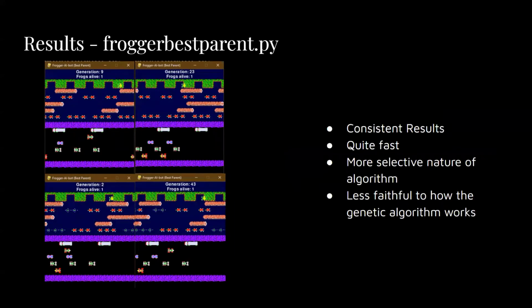Promising results were shown, however, with frogger_bestparent.py, which uses only the best parent to produce the next generation of frogs. The results were very consistent, and overall it was quite fast. It is likely due to the more selective nature of the algorithm to use only the best parent as the next generation parent. However, it is less faithful to how the genetic algorithm works.